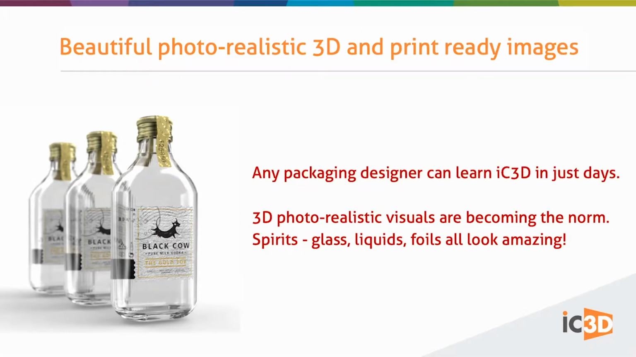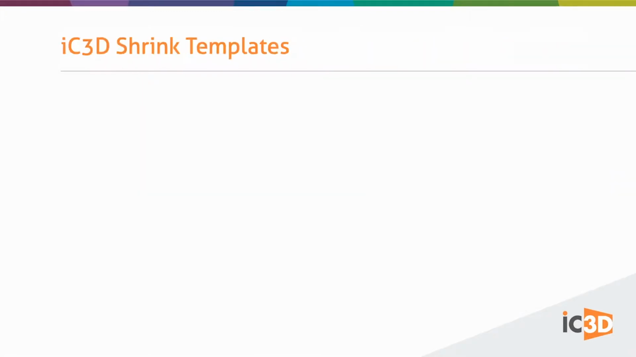Okay, so 3D photorealistic visuals are becoming a norm, and especially ray tracing, which is obviously photographic quality, is the term or the technology behind that. It's great for things like spirits, glass, liquids, foils, and they all look fantastic, similarly to everything that's conveyed in that image on the left there. Okay, you see the foil blocking on the label, you see the label itself, the texture on the labels, and the liquids and things in there, and a metallic cap.